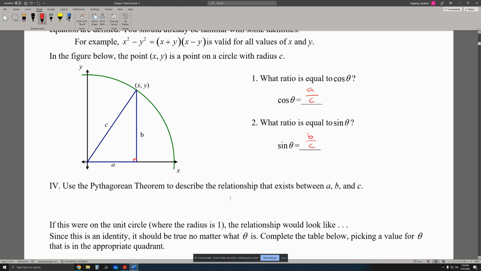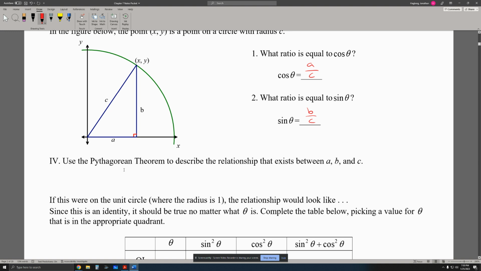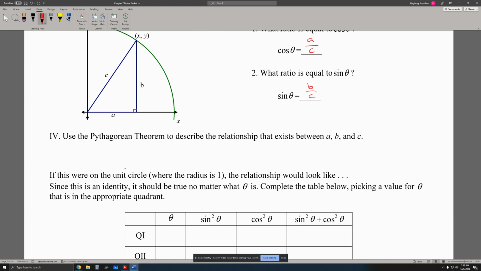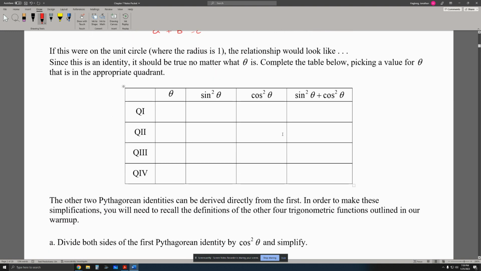Because this is a right triangle, we dropped a perpendicular, we can use the Pythagorean theorem to describe the relationship that exists between the side lengths. And we know the Pythagorean theorem is the sum of legs squared is equal to the hypotenuse squared, or a squared plus b squared equals c squared. Now let's consider where the radius is 1. So that c value, the hypotenuse here, is 1. Let's see what this would look like.